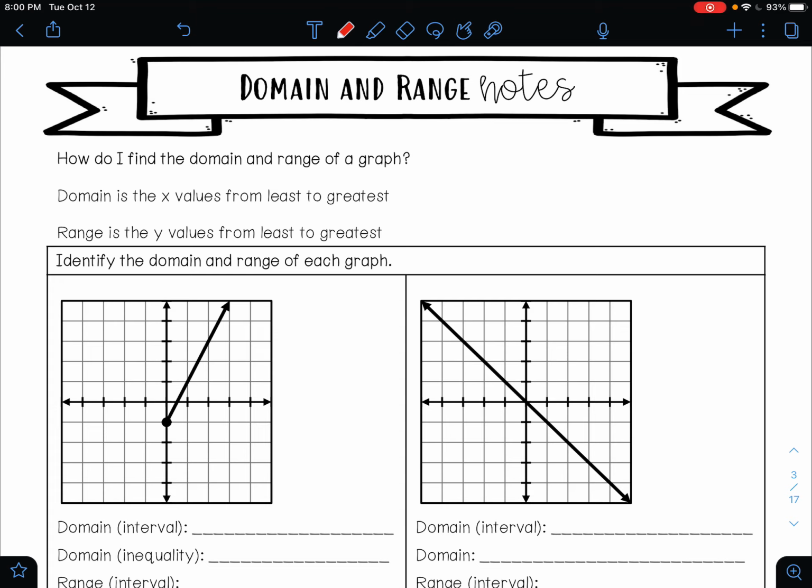How do I find the domain and the range of a graph? The domain is your x values from least to greatest. An easier way of thinking about that is that your domain is your x values from left to right. And you're going to hear me say that a whole bunch the rest of the school year. Your range is your y values from least to greatest. Another way that you could think about it is your range is your y values from the bottom of your graph to the top of your graph. And that's the way that you're going to write it.